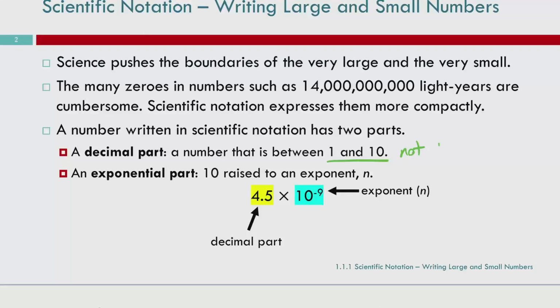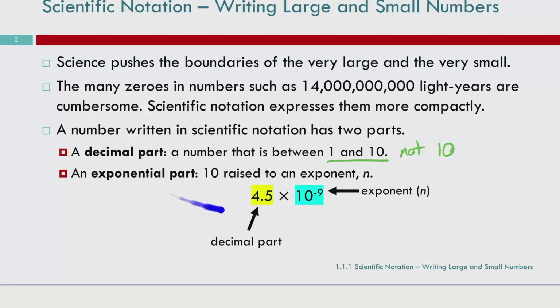Or sorry, 1 and 10. It does not include 10. It goes up to 9 and however many repeating 9s you can have after that, but it's never going to turn into 10. The idea with our decimal part is we've got one number, and only one number, in front of our decimal, and it's a non-zero number. So that's why it's between 1 and 10. And then you can have however many other things you want after that, however many you need.